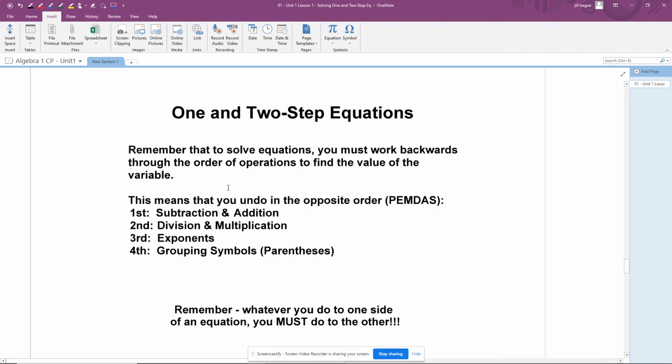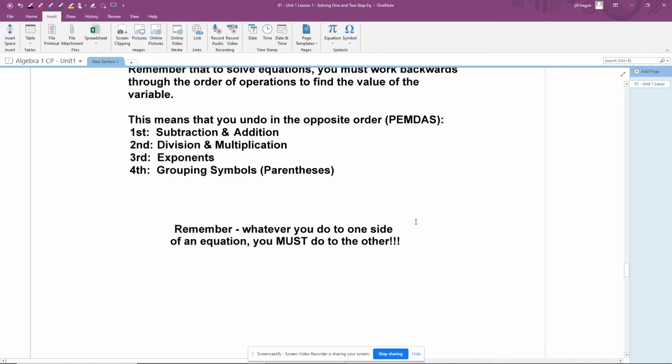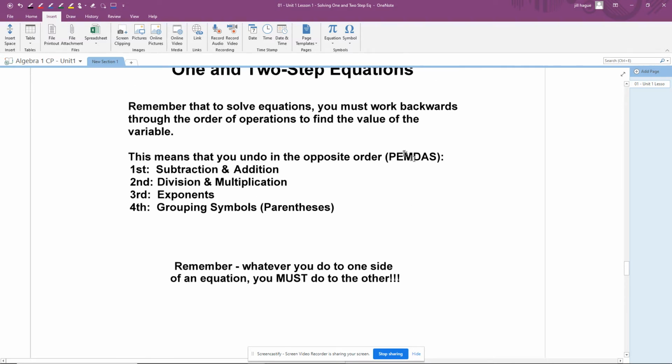So, 1 and 2 step equations. In order to solve equations, you must work backwards through the order of operations. So if you remember sad Meg, here it is, S-A-D-M-E, and instead of using parentheses so we could get Meg, we use G for grouping, but how do we group with parentheses?